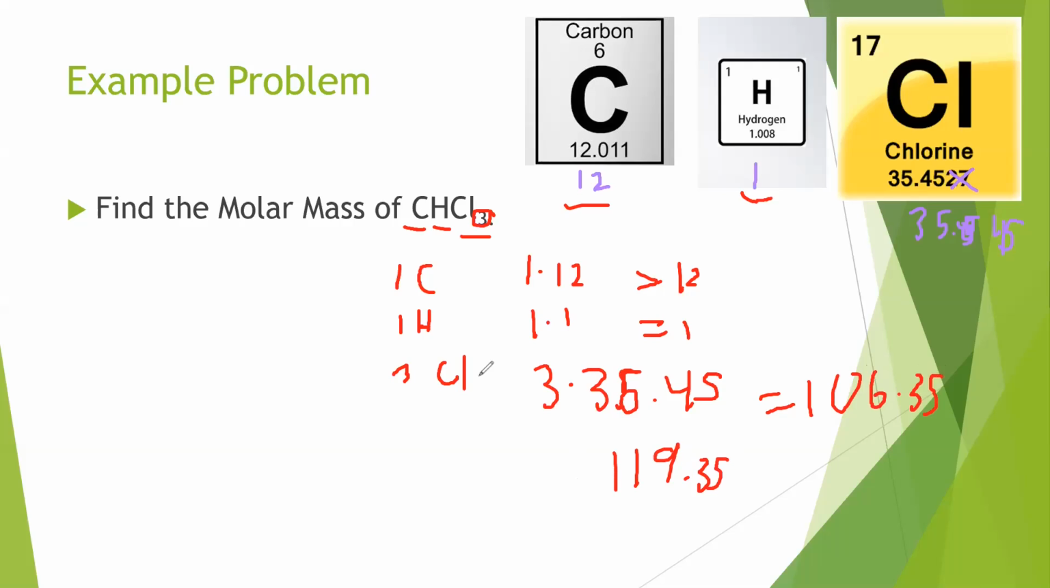So that's how we solve the molar mass. We first see how many distinct elements, then we see how many of each element, and then we just multiply it based on the periodic table. And I see a lot of you got the right answer, which is really good.